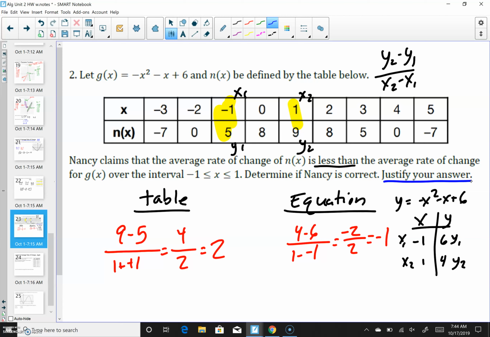So let's reread the question. Nancy claims that the average rate of change of n of x, that's our table, is less than the average rate of change of g of x, which is our equation. Well, our table had an average rate of change of 2, and the equation had an average rate of change of -1. So therefore, Nancy is incorrect. Okay, because our table definitely has an average rate of change that is greater than the average rate of change of our equation.